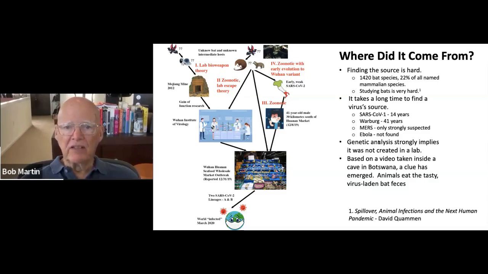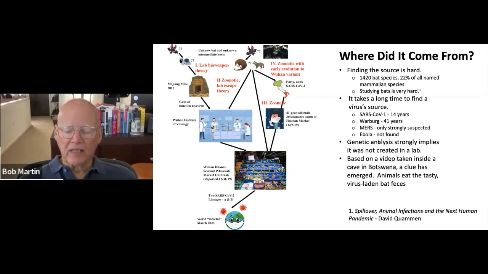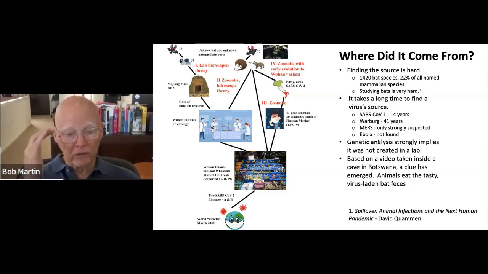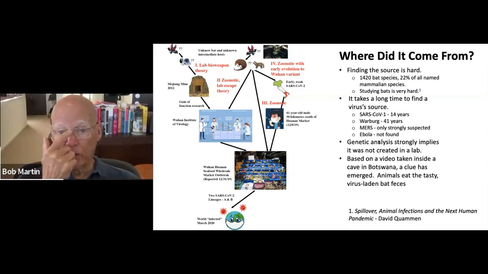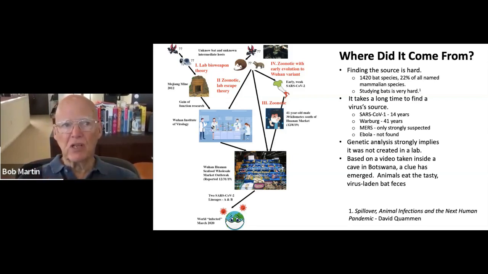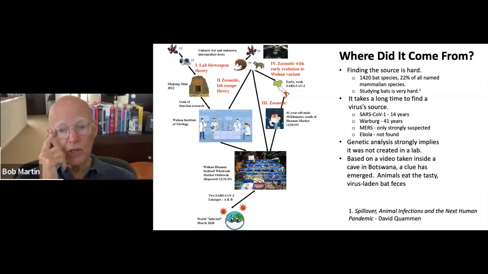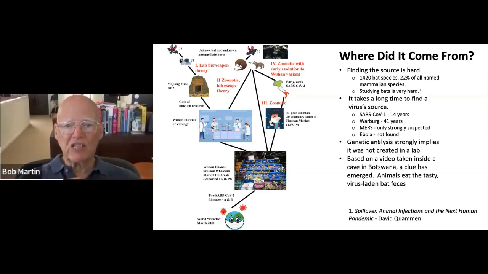A genetic analysis strongly implies it was not created in the lab. And that analysis is people carefully looked at that long viral sequence that I described earlier. And there were about 1,000 changes from the 2012 virus to the SARS-CoV-2 virus scattered throughout the genome.